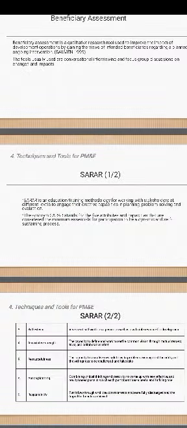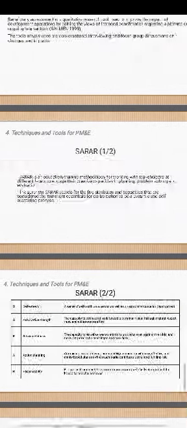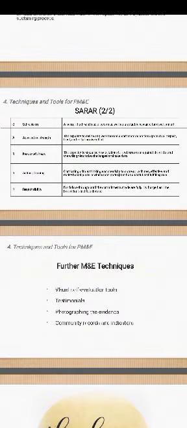Then we have another term here, SARAR. SARAR is an acronym. SARAR stands for five attributes and capacities that are considered the minimum essentials of participation to be a dynamic and self-sustaining process. When we talk of SARAR, it stands for self-esteem, associative strength, resourcefulness, action planning, and responsibility.